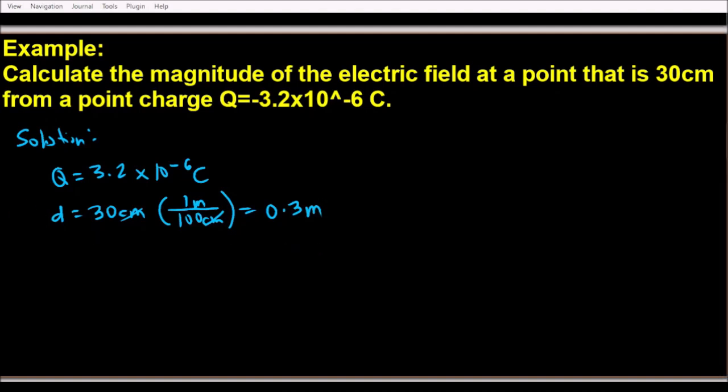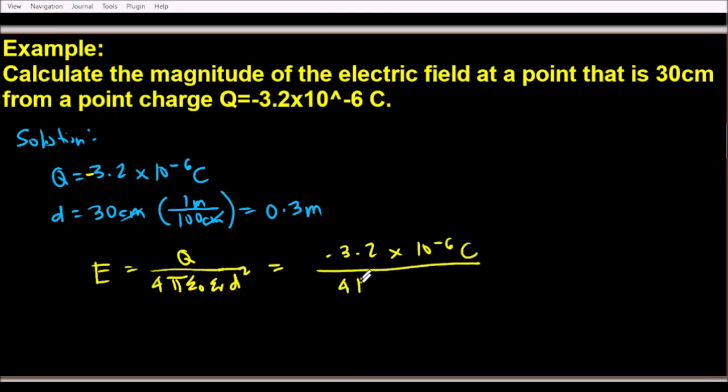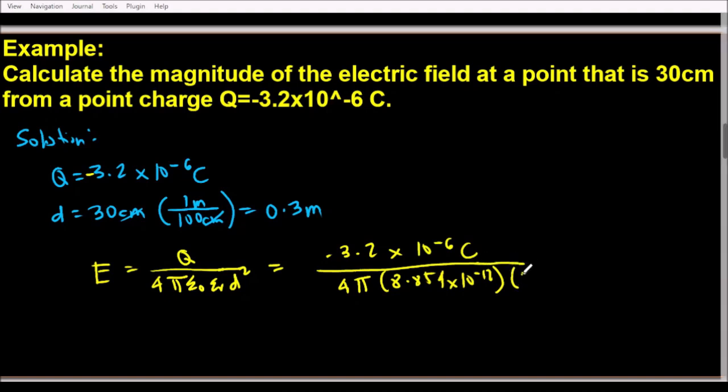meters. Okay, so using now the formula, E is equal to Q over 4 pi epsilon sub 0 epsilon sub r times d squared. So substituting, our charge is negative, so negative 3.2 times 10 to the power of negative 6 coulomb all over 4 pi. Our epsilon sub 0 is 8.854, this is a constant, times 10 to the power of negative 12. Our epsilon sub r in free space is 1. Our d is 0.3 squared. Okay. So use your calculator in solving.